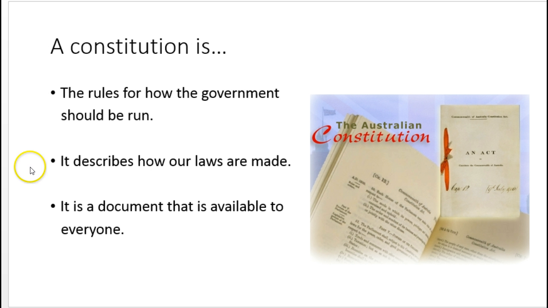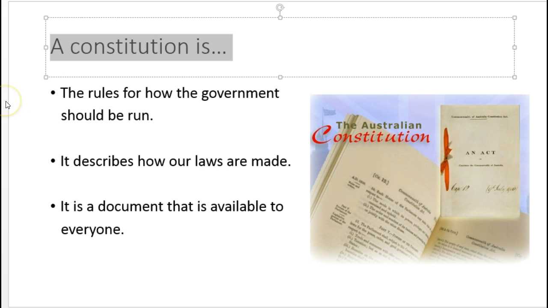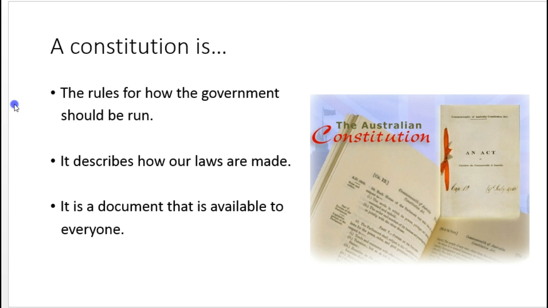So this is a huge word here, okay? We've got a constitution. All right, what is a constitution? Now, a constitution is basically the rules for how the government should be run, okay? And it is in a big book, just like this one over here. It's a huge book for the Australian Constitution, and it has rules in it for how the government has to be run. And it describes how our laws are made. So if you want to make a new law, you need to go to the Constitution to find out.